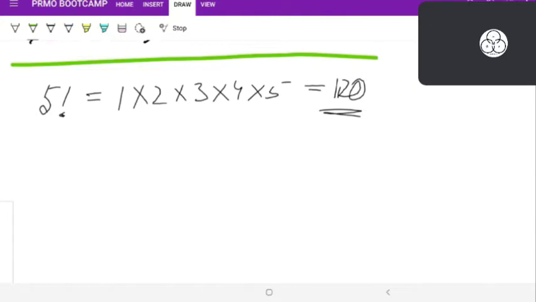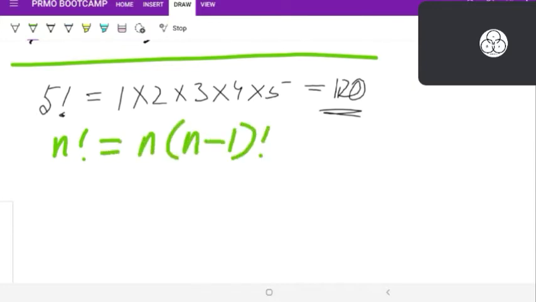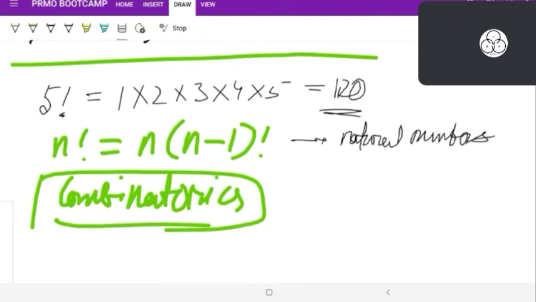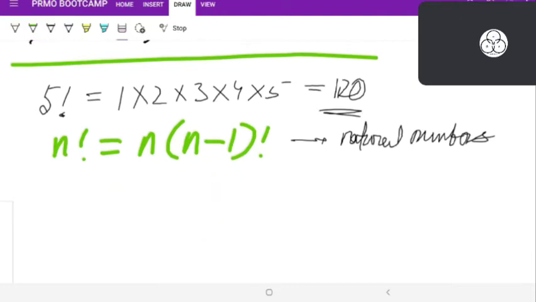Some important observations are n factorial equals n into n minus 1 factorial. Now we know that n factorial is defined for natural numbers, product of first n natural numbers. Sometimes while solving few problems in combinatorics, just as a hint, there is a very special thing, choosing, say nCr, also denoted in this way.